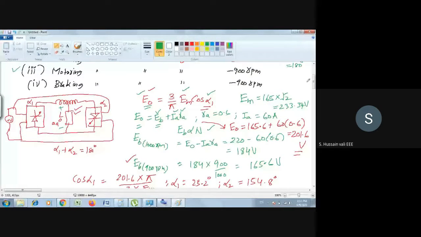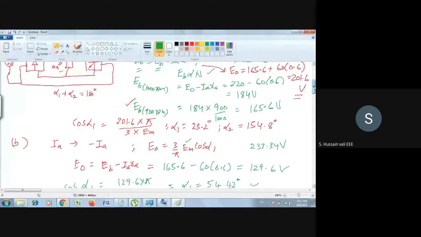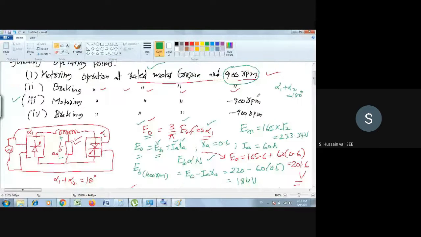So when the motor is running in the opposite direction, what does that mean? Alpha 1 and alpha 2 will get interchanged. That's it. Nothing else is there. Everything is the same. You just see the question: motoring operation, except the speed is minus 900 RPM.